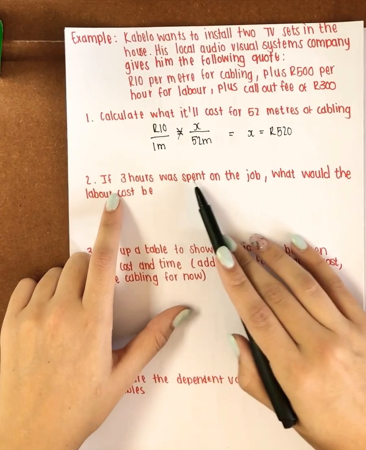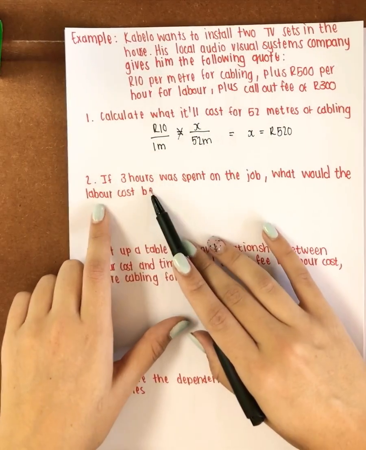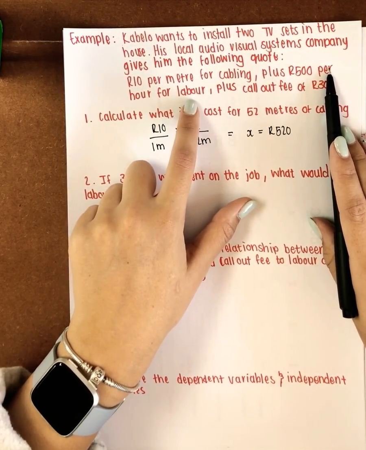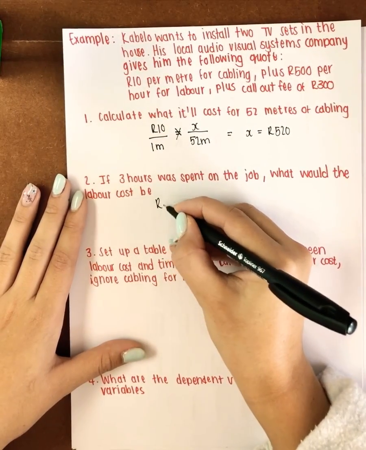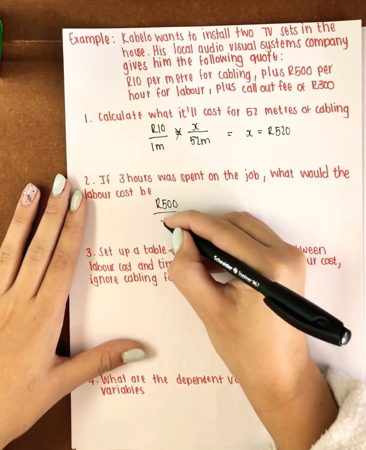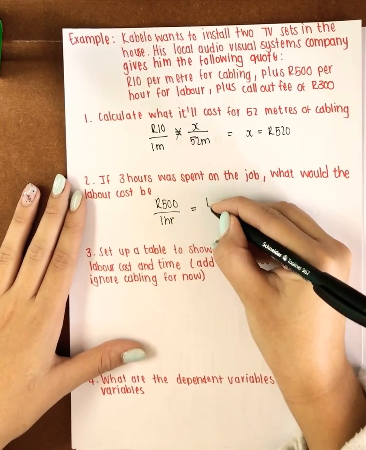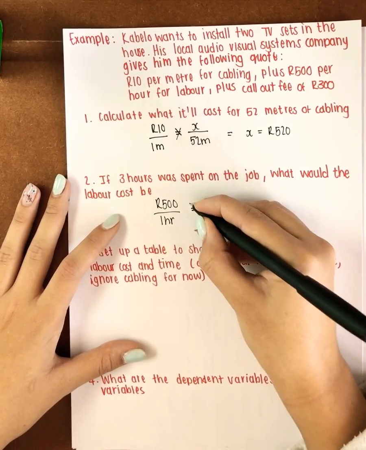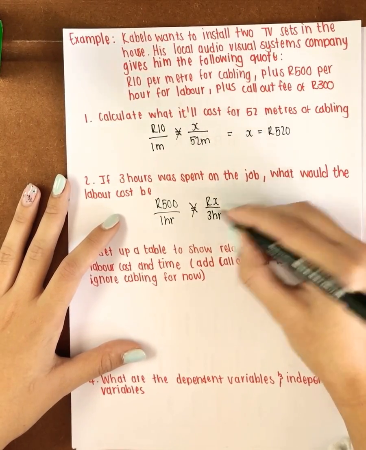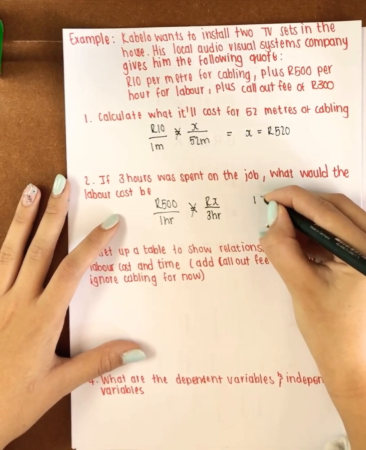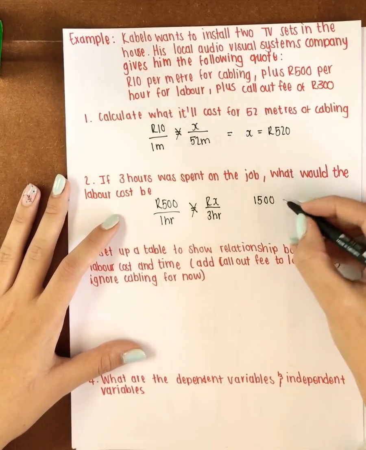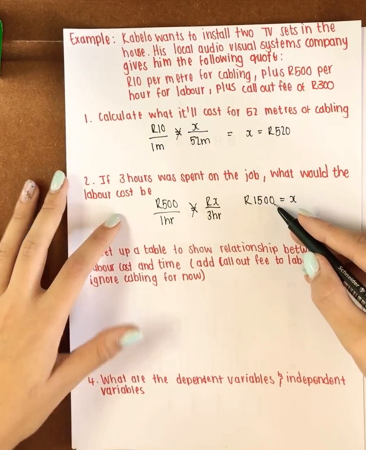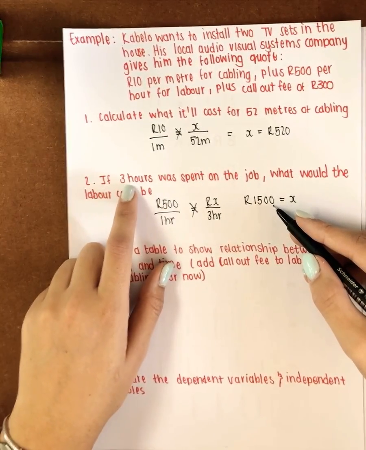Now look, if 3 hours was spent on the job, what would the labor cost be? So I go and look, it says 500 Rand per hour for labor. Okay, so I know I've got 500 Rand per 1 hour. And now I don't know how much it's going to cost, and I want it for 3 hours. Okay, so I cross multiply, and I get 500 times 3, which is 1,500. Okay, and that will be my X, and that's how much it's going to cost. It's going to cost me 1,500 if the workers work 3 hours.